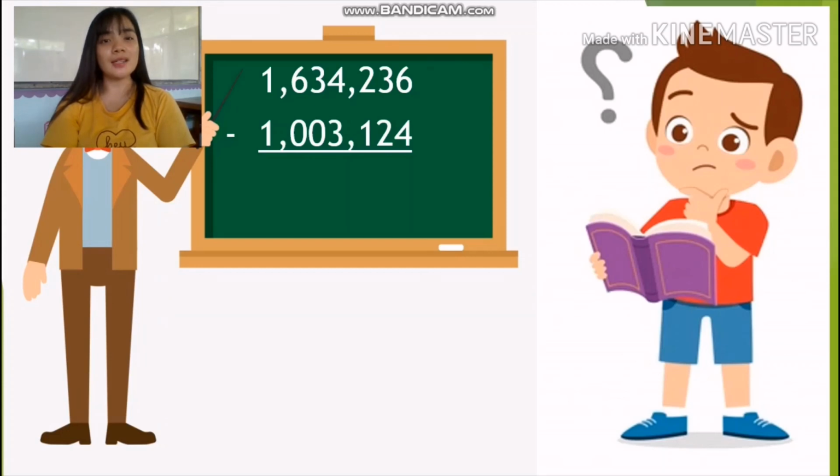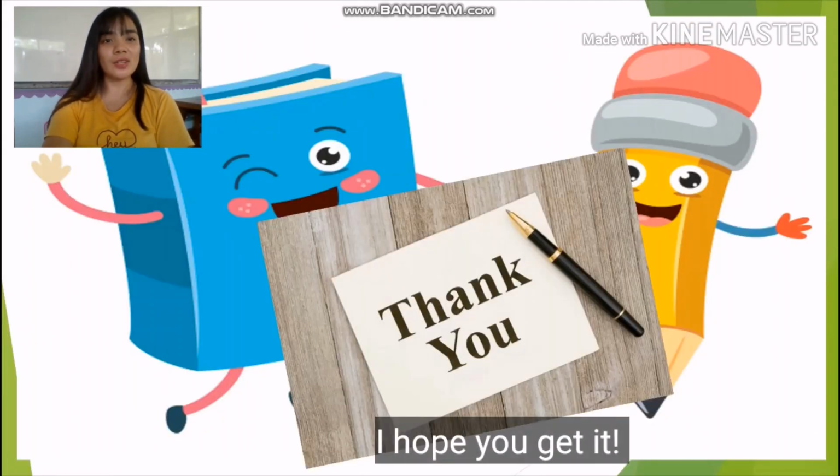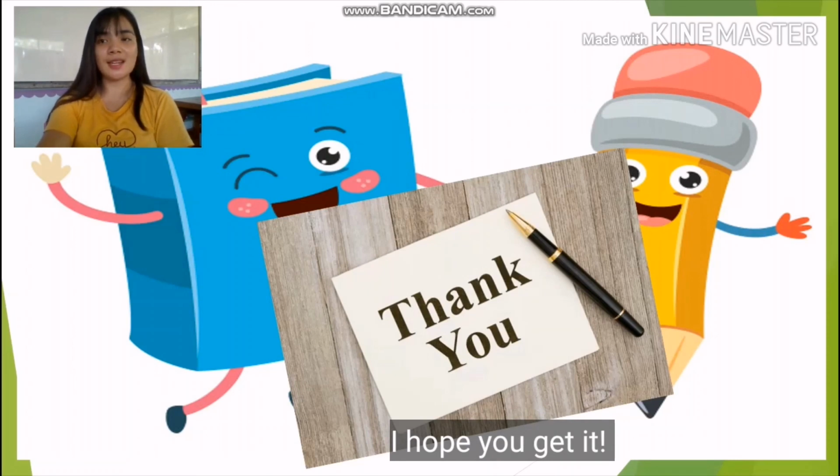Last we have 1,634,236 minus 1,003,124. Can you subtract this for me? What is our answer? So it is very good. So our answer is 631,112. So I hope you get how to subtract these numbers.